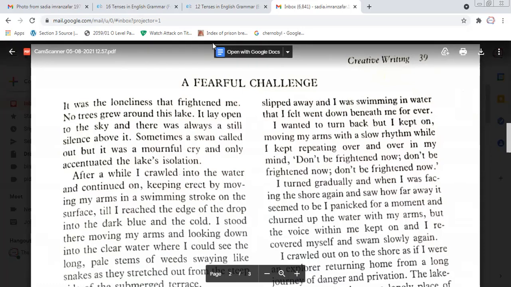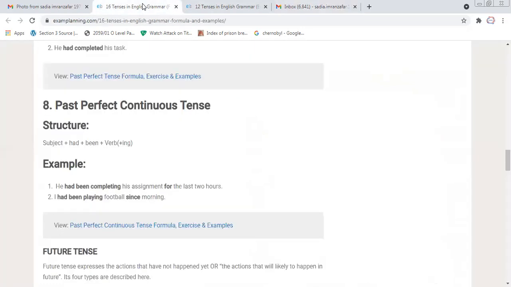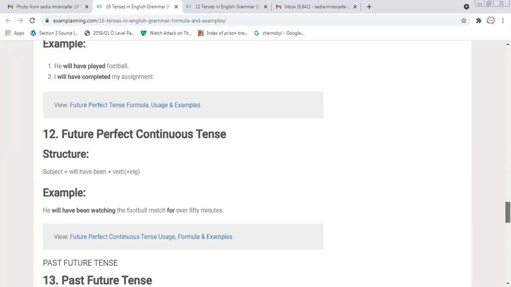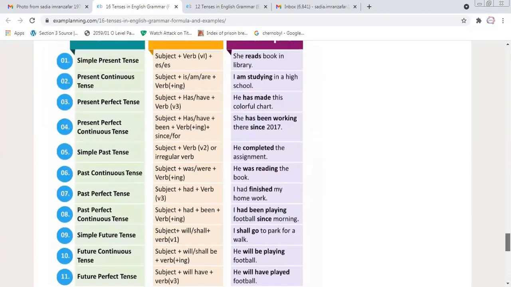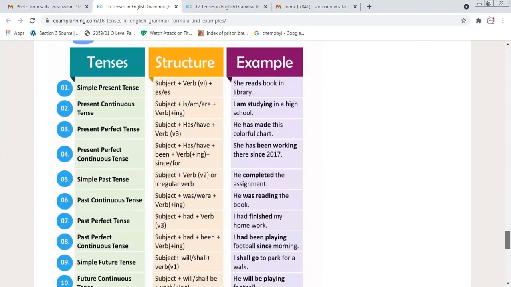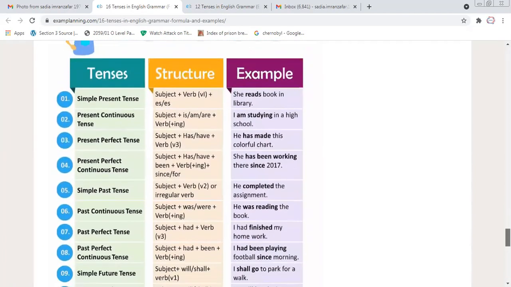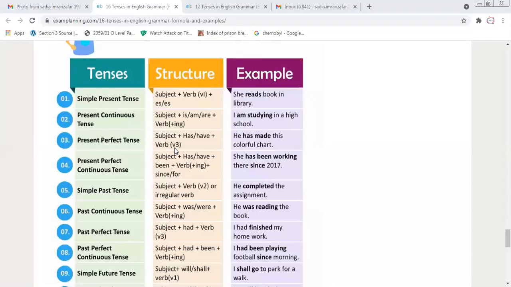All right, now we come to the other slide that we were doing. And this is the sheet that I would like to share with you about the tenses. Is this clear on the screen now? These tenses, structure and examples. Are they clear?